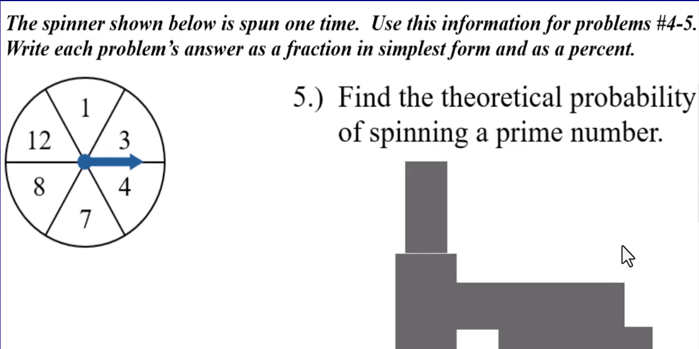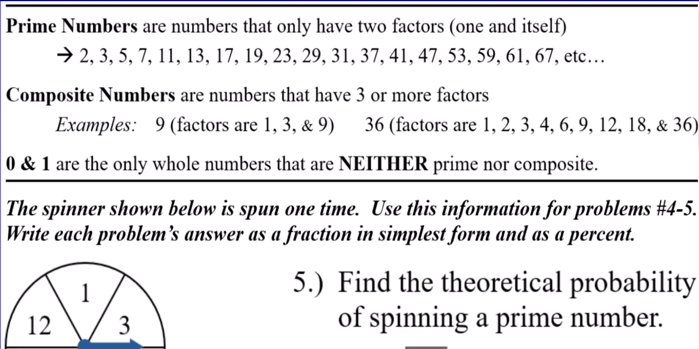Problem number 5, the theoretical probability of spinning a prime number. Now, I hope you used the section at the very top of the page. 1 is not a prime number. 0 and 1 are actually considered neither prime nor composite. And here's why. Prime numbers are supposed to have 2 factors, 1 and itself. Well, the number 1 has only 1 factor. So it's actually not good enough to even be prime. Now, it's definitely not composite either, but it's not good enough to be prime.